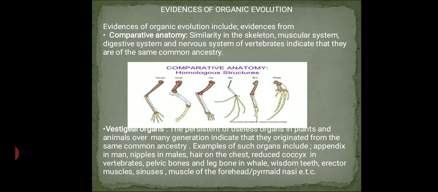And also, we accounted for evidences of organic evolution among various organisms. I highlighted about 9 evidences of organic evolution. One is comparative anatomy. If you compare the structure of pentadactyl limbs of various vertebrates, you notice that they are built on the same plan.